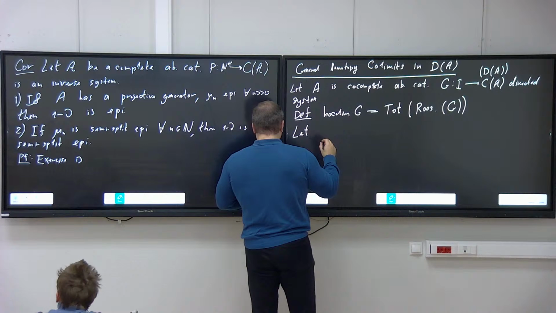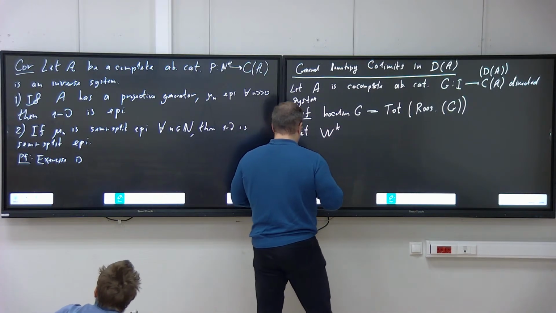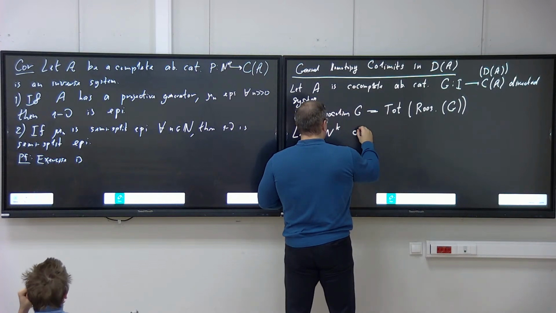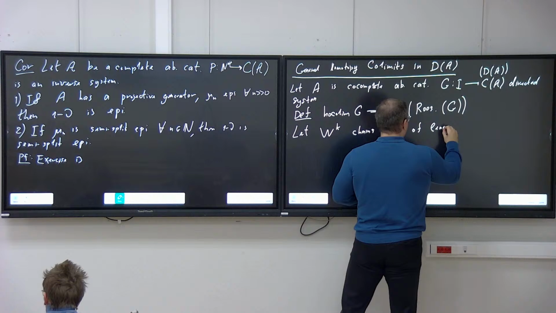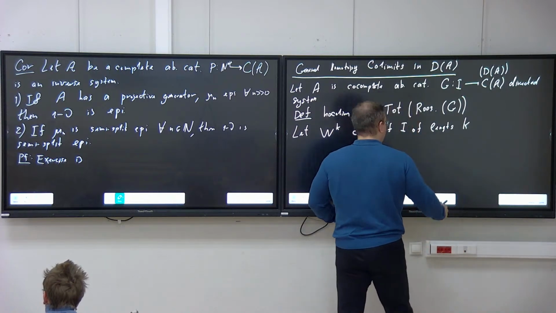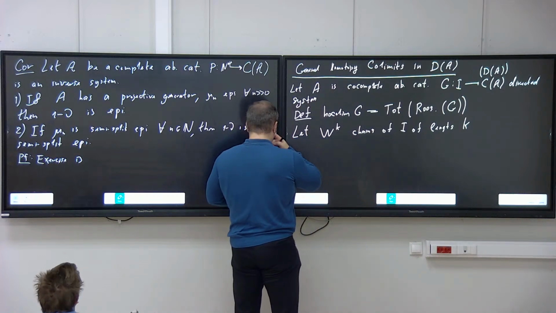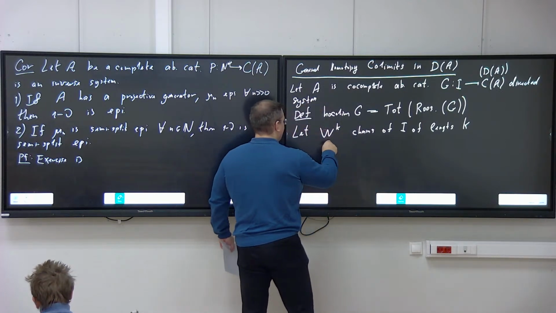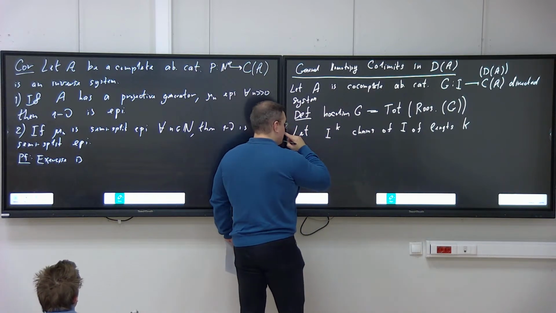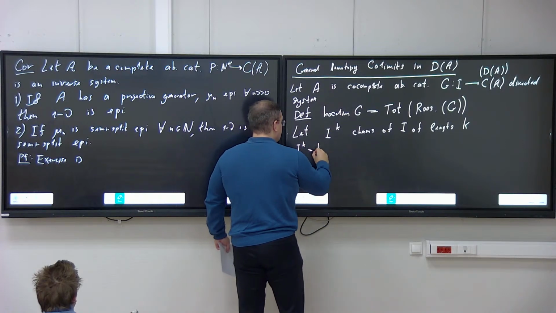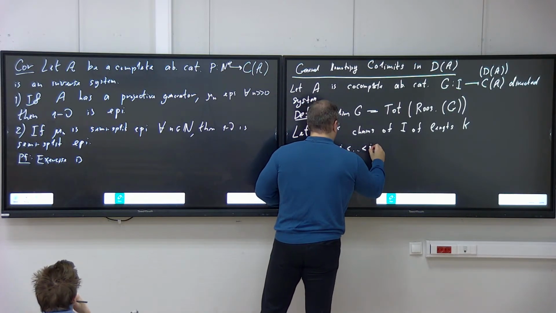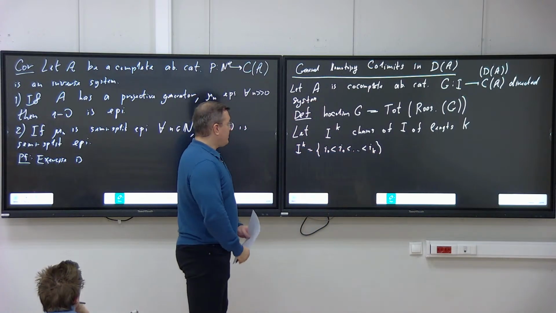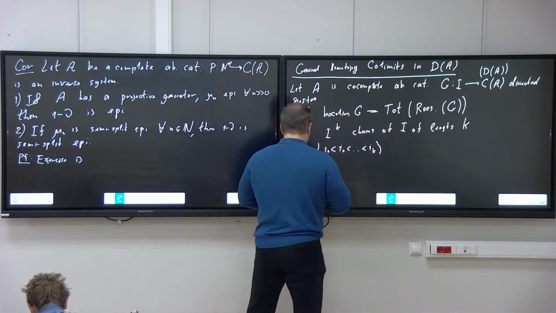So for this I fix notation. I'm going to call W_K the chains of the category I of length K. Well, somehow I switch notation. Let me call this I to the K, because the objects I want to denote, so this I to the K, is the set of I0 less than I1 less than ... less than IK. So that's the chain of maps of length K in the category I, just a notation.